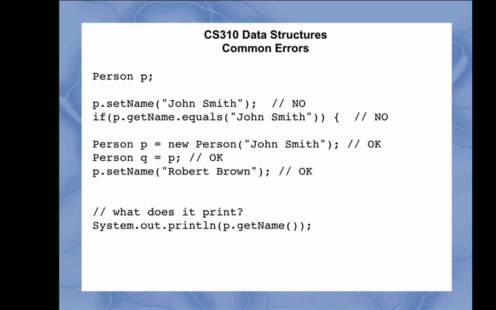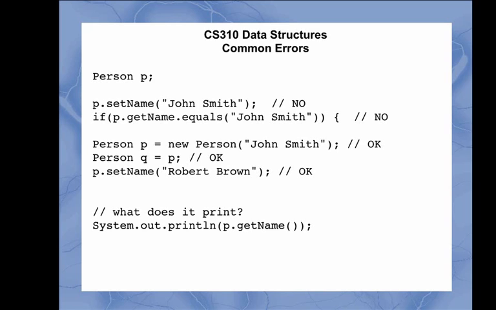Some common mistakes. This first one, person P, P dot set name John Smith. That won't work. Well, why won't it work? And then we have an if test: if P dot get name dot equals John Smith. No, this doesn't work either. What does work? Person P equals new person. The keyword new is used, and that's fine. Person P equals Q. And then I intended to put Q dot set name, but I've got P dot set name. But the point is they're both the same thing.